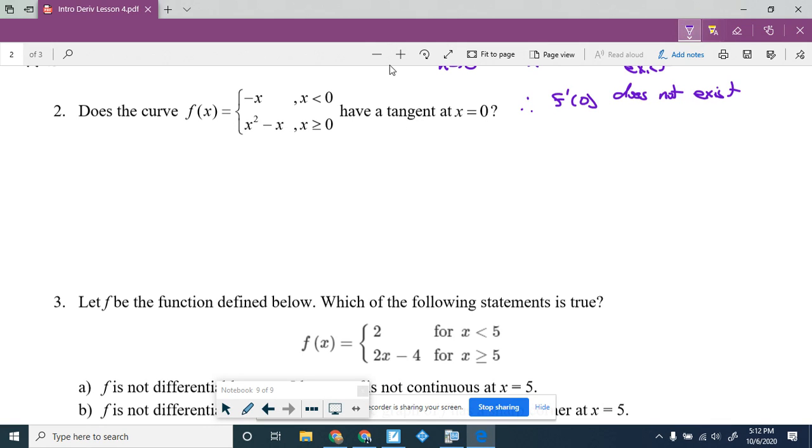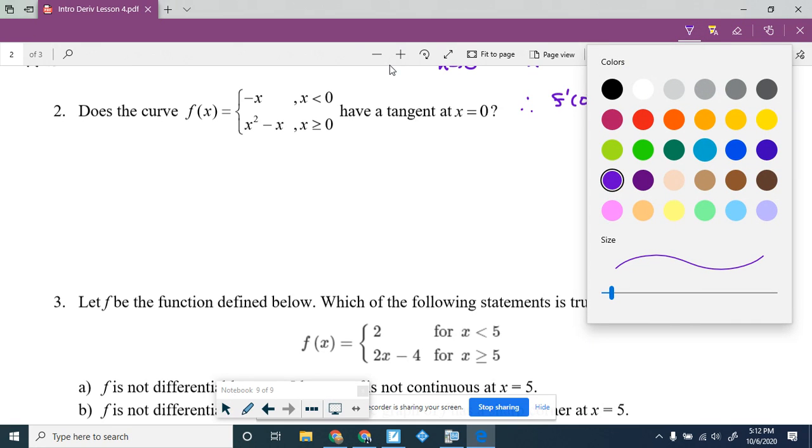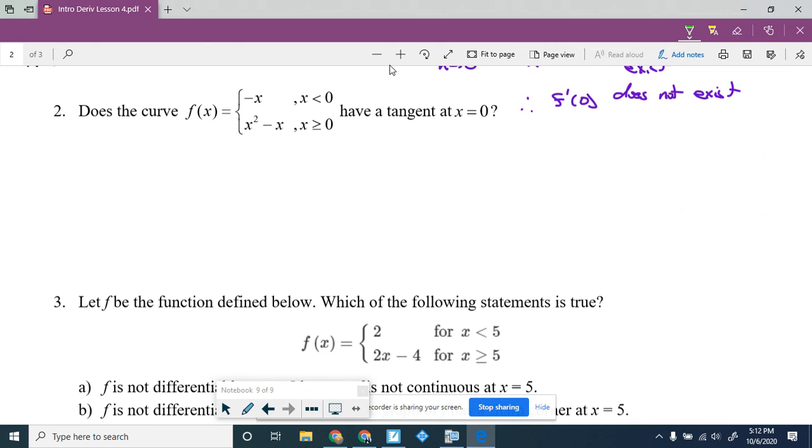I also could have said, hey, does it have a derivative at x equals 0? Both the same type of question. Maybe we'll do this one in a fancy green. Okay, so in order for me to do that, I have to consider the left-hand and the right-hand derivative because this function happens to be split at 0.